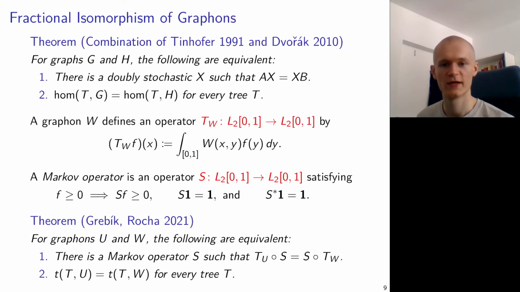Now, in order to apply this theorem to the tree distance, we of course have to define the tree distance for graphons. That's the important part. Without graphons, you can't use the compactness theorem. Luckily, such a characterization of fractional isomorphism for graphons has been proven by Grebík and Rocha. If you recall the old statement, the adjacency matrices become kernel operators, and the doubly stochastic matrices become Markov operators. But other than that, the statement basically stays the same.